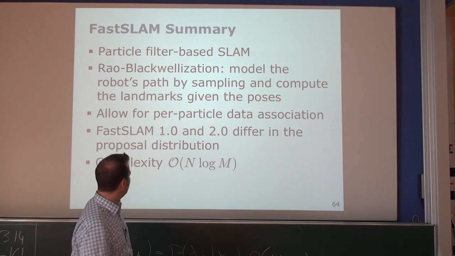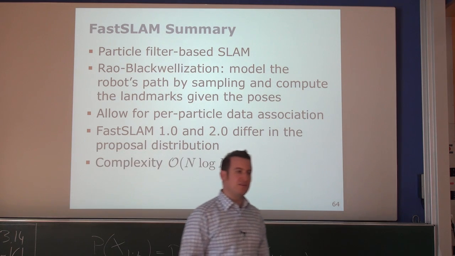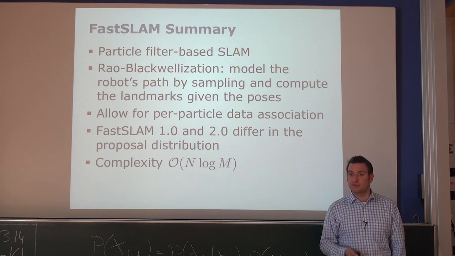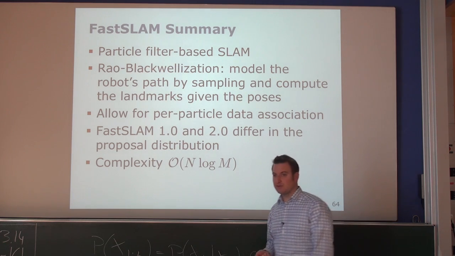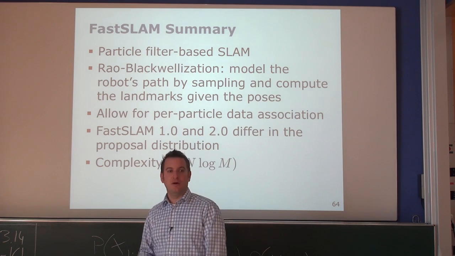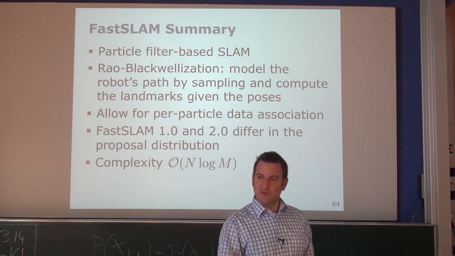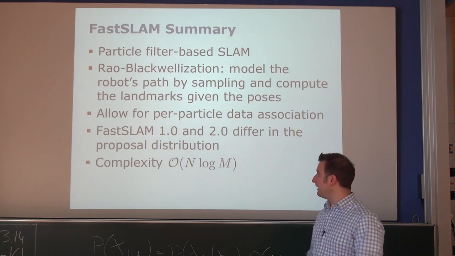And there's FastSLAM 2 and FastSLAM 1. The main difference between FastSLAM 1 and FastSLAM 2 is that FastSLAM 2 uses a so-called improved proposal distribution. So a better proposal distribution which takes into account also the most recent sensor observation in order to have a more peaked distribution around the areas of high likelihood.